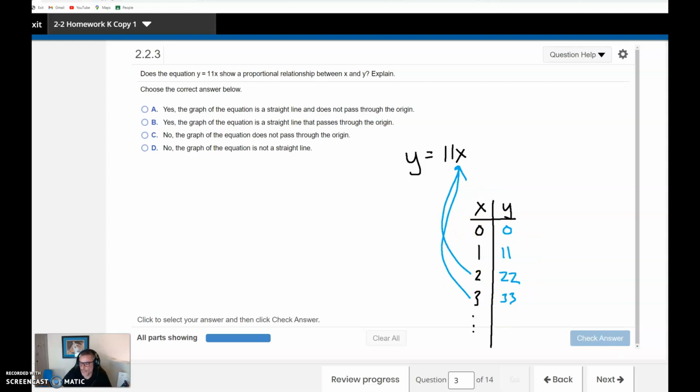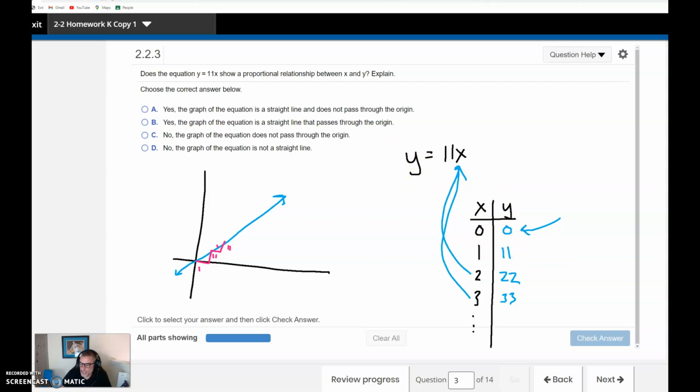Well, if I were to graph these, I would get a beautiful straight line that looks something like this, right? It passes through the origin, and every time I move to the right 1 unit, we go up 11 units. So I go to the right one, I go up 11. I know this is not to scale. I move to the right one, I go up 11. All right? So this absolutely makes a graph that is a straight line and does pass through the origin.